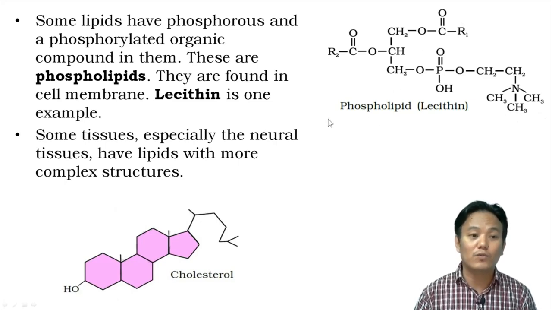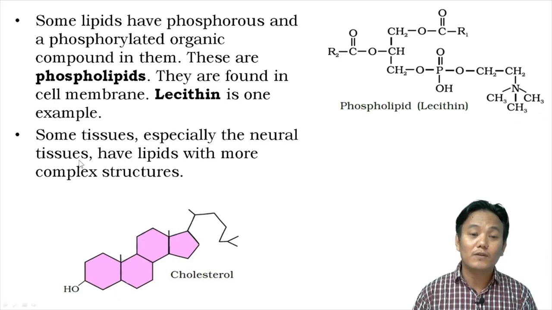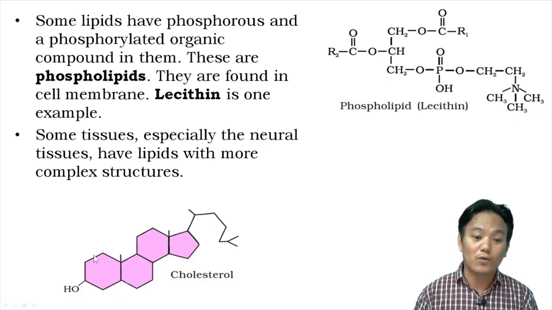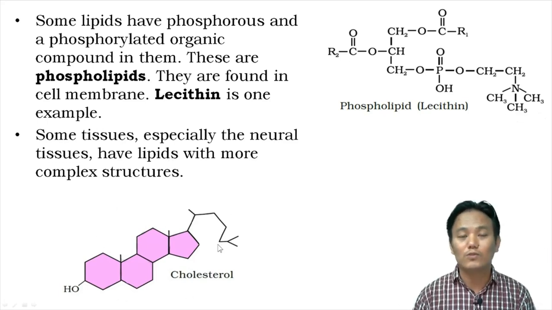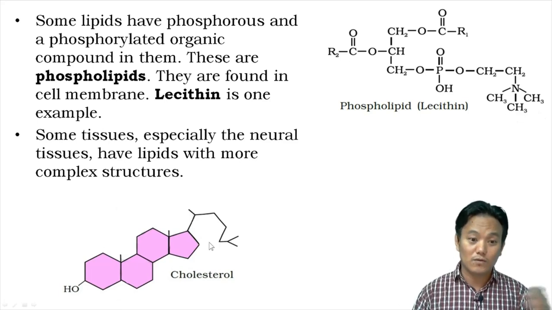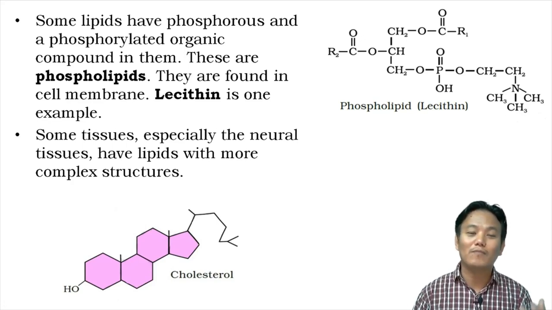Lipids are structural components of the cell membrane. Even some tissues, especially the neural tissues, have lipids with more complex structures. For example, cholesterol. So they contain another complex type of lipid like cholesterol. The main function is that they can be used as storing food material in our body, storing energy.